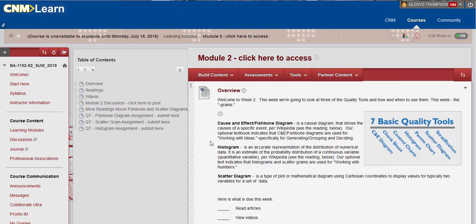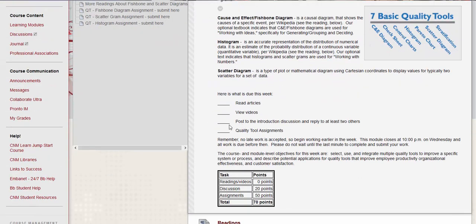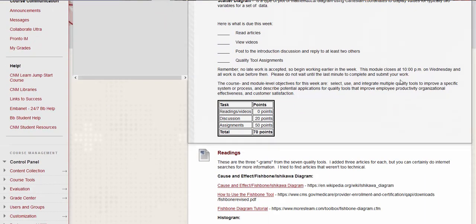A histogram is an accurate representation of the distribution of numerical data. It is an estimate of the probability distribution of a continuous variable, a quantitative variable. Our optional text indicates that histograms and scattergrams are used for working with numbers. A scattergram is a type of plot or mathematical diagram using Cartesian coordinates to display values for typically two variables for a set of data. So this module is open from Wednesday to Wednesday, so this is due before 10 o'clock on the 24th.